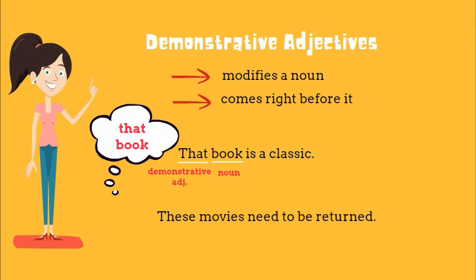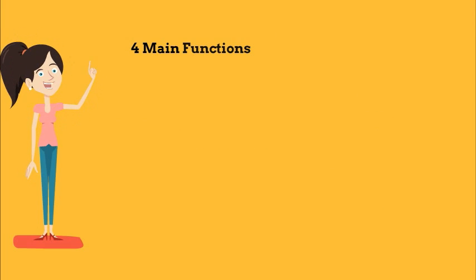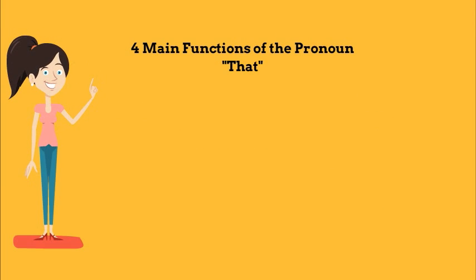Here's another example. These movies need to be returned. Notice how the demonstrative adjective these comes right before the noun movies, answering which movies? These movies. It is good to be familiar with the 4 main functions of the word that.